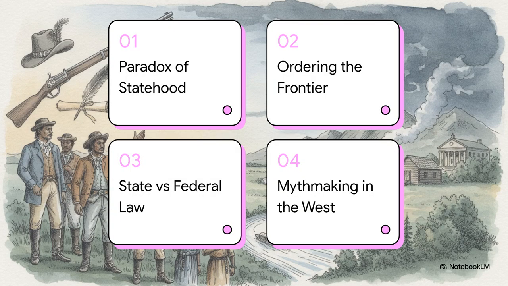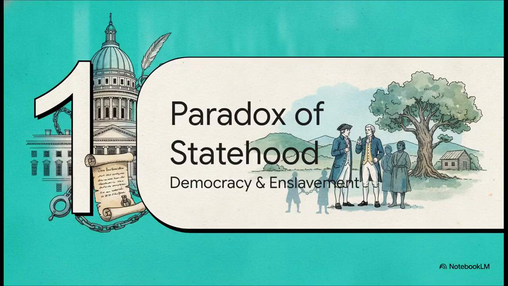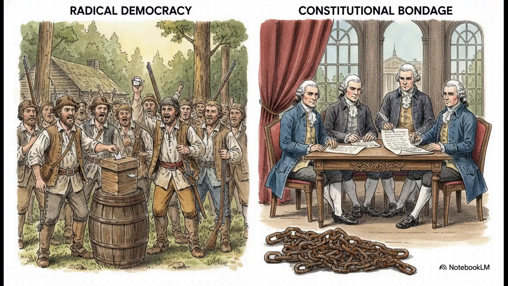We'll be hitting four main concepts: the paradox of statehood, ordering the frontier, state power versus federal law, and finally, myth-making in the West. All right, let's jump right into Section 1, the paradox of statehood, focusing on democracy and enslavement. Picture this. It's April 1792, and 45 delegates arrive in Danville to draft Kentucky's first constitution.